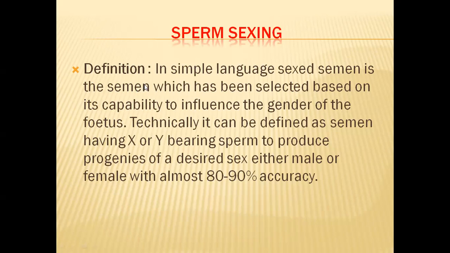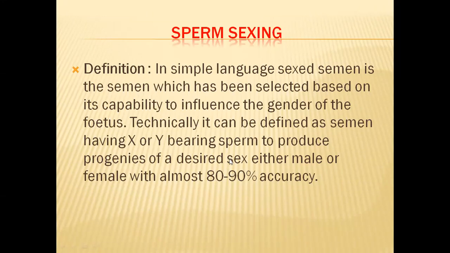So coming to the definition of sperm sexing. We can define sperm sexing as semen which has been selected based on its capability to influence the gender of the fetus. Technically, it can be defined as semen having X or Y bearing sperm to produce progenies of a desired sex, either male or female, with almost 80 to 90% accuracy. So sperm sexing is a selective technology.